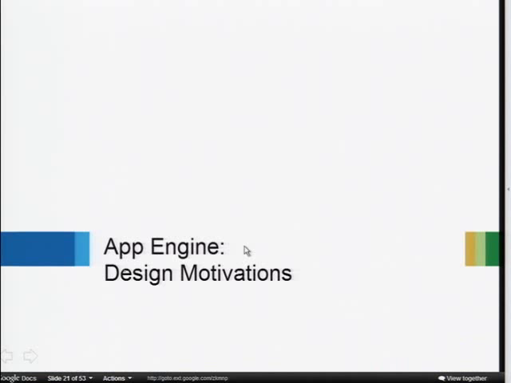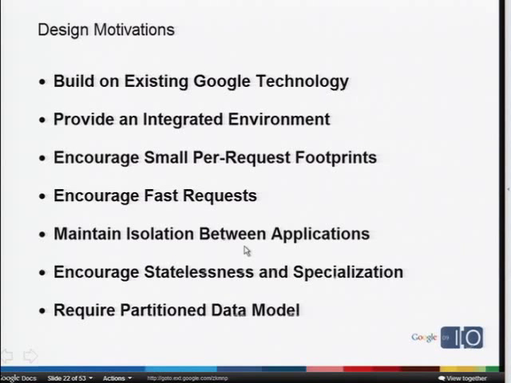So now, given the progression of infrastructure we saw before to scale up a LAMP stack, I want to talk about some of the motivations and design decisions that we took into consideration when designing App Engine. The first was to build on existing Google technology. We didn't want to reinvent any wheels, and Google spent a lot of time building and designing scalable web infrastructure and applications, and we wanted to use that experience and that infrastructure and make it available to all developers. Additionally, we wanted to provide an integrated environment. We wanted you to be able to manage the entirety of your application in one place.